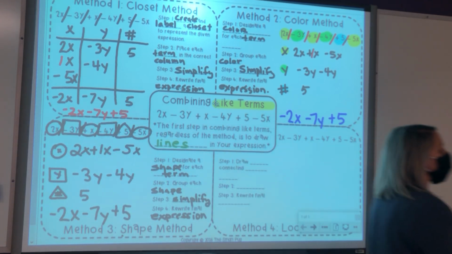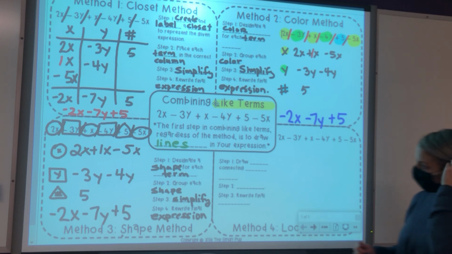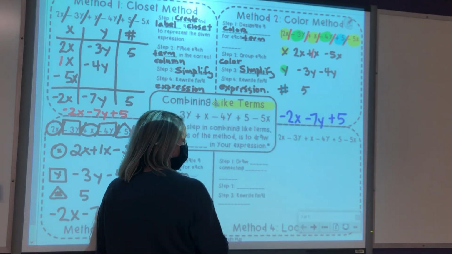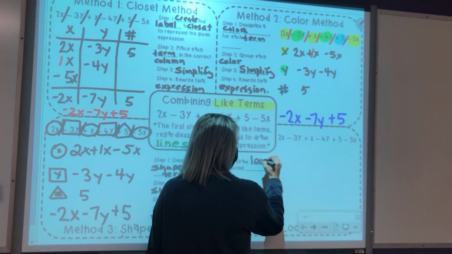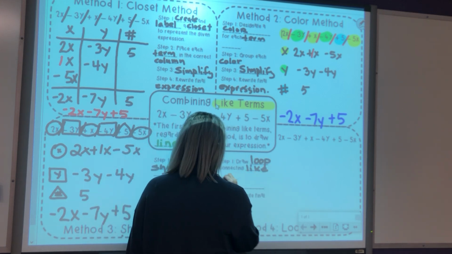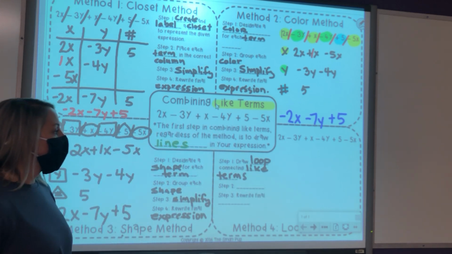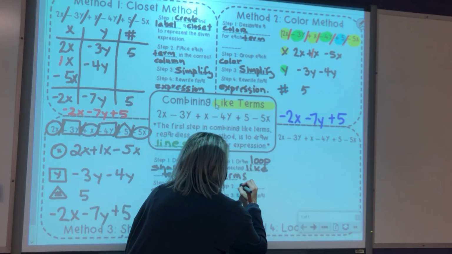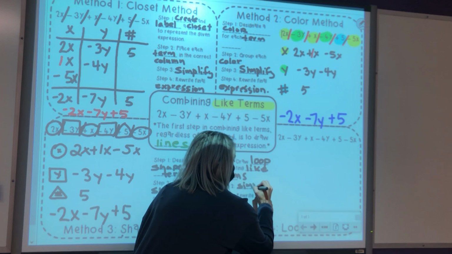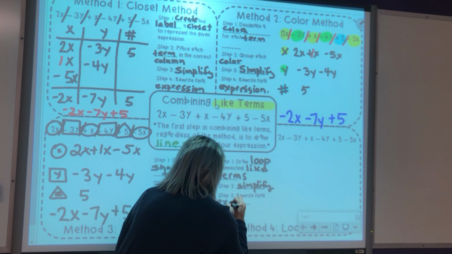Okay, the last method. The last method is the loop method. So you are going to draw a loop connecting like terms. This method sounds cool. Okay. You're going to simplify. And then you're going to rewrite your final expression.